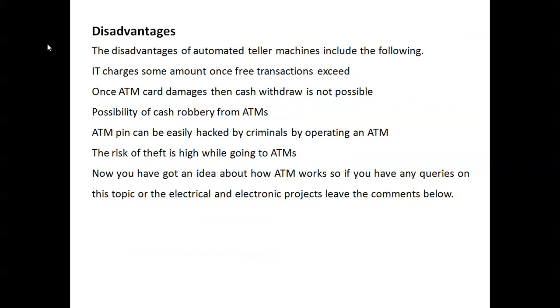Now the drawbacks. Robbery is possible, because someone can suddenly come to take the money, and even if the camera is there, they don't care about the camera, they can easily take it. So that's a very big drawback. The risk is high while going to an ATM. And a charge on transactions is also possible, so the user might face a problem with that. Robbery of ATMs and embedded fraud are possible. Okay, so these are the ATM drawbacks.